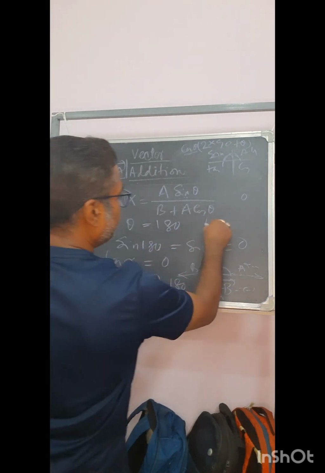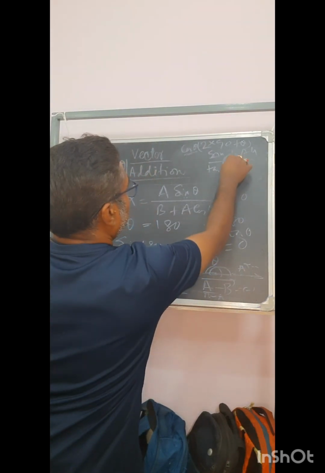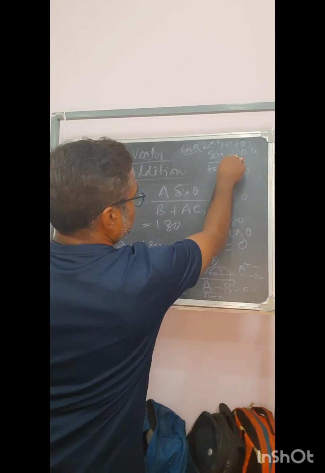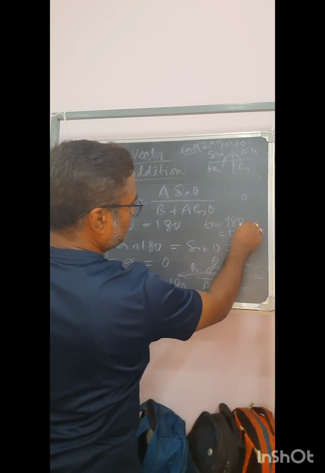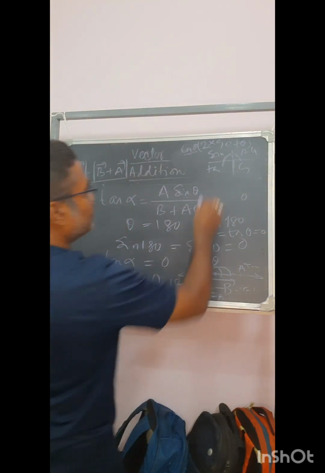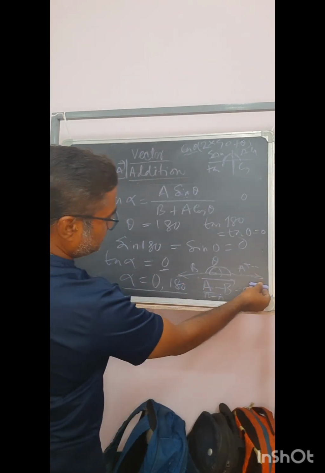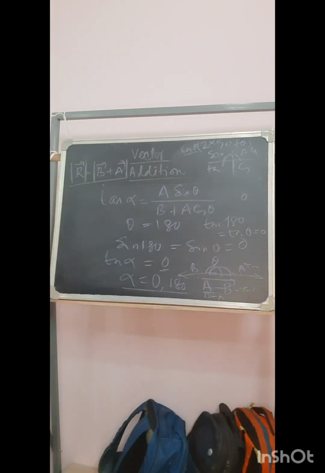Because tan 180 is what? Tan 180 is again tan 0, and tan 0 is equal to 0. So 180 also gives the value 0. In that case, if it is in the same direction, alpha is equal to 0, and in the opposite direction it is 180. So these are the specific cases where this could vary.